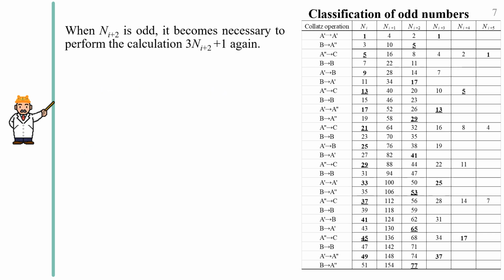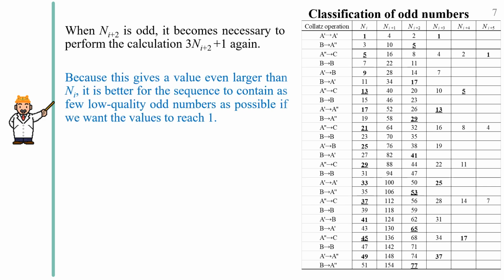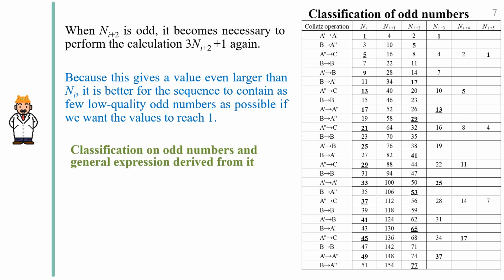When n_{i+2} is odd, it becomes necessary to perform the calculation 3 times n_{i+2} plus 1. Again, because this gives a value even larger than n_i, it is better for the sequence to contain as few low-quality odd numbers as possible if we want the values to reach 1. The classifications of odd numbers described above, together with their general forms, are summarized in the following table.